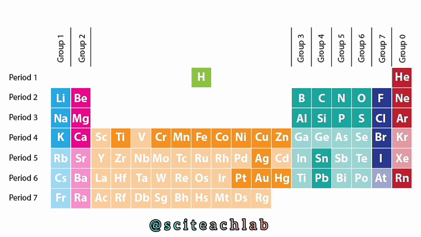They're called 0 because they don't need to gain or lose electrons to form a stable octet. They're already stable. They are royalty. They are kings. They are noble gases.